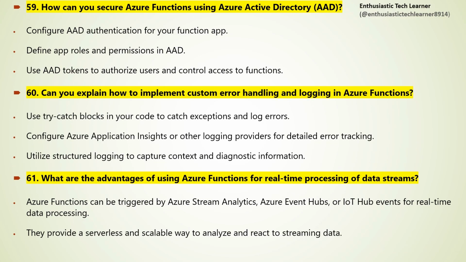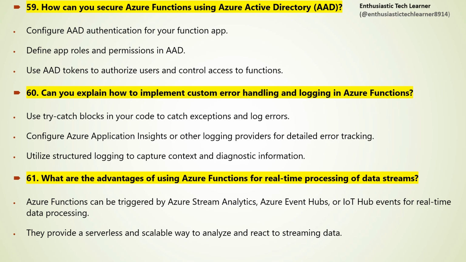How can you secure Azure Functions using Azure Active Directory, AAD? Configure AAD authentication for your function app. Define app roles and permissions in AAD. Use AAD tokens to authorize users and control access to functions.